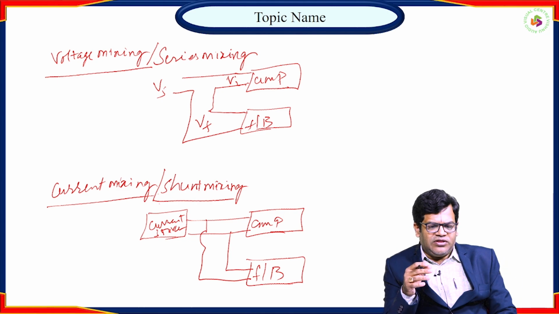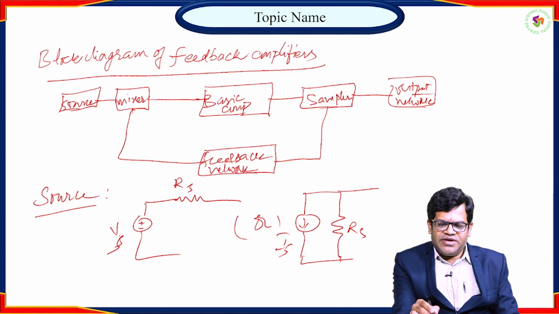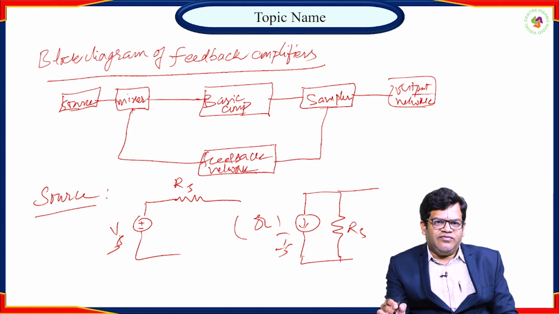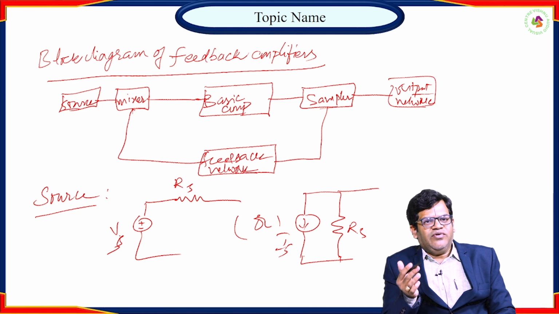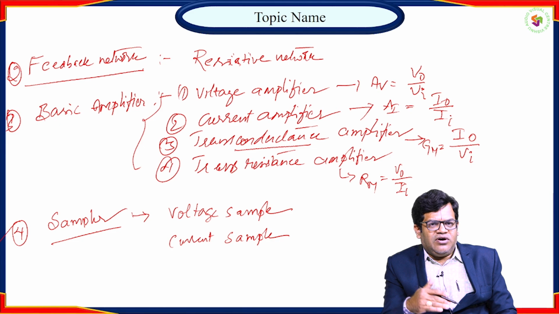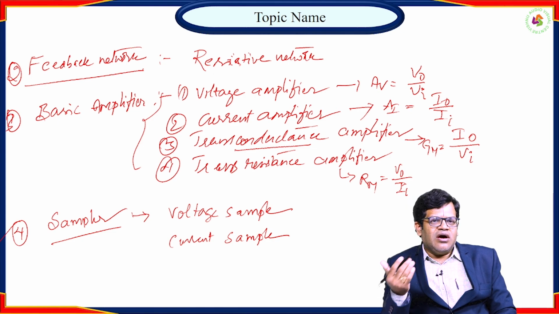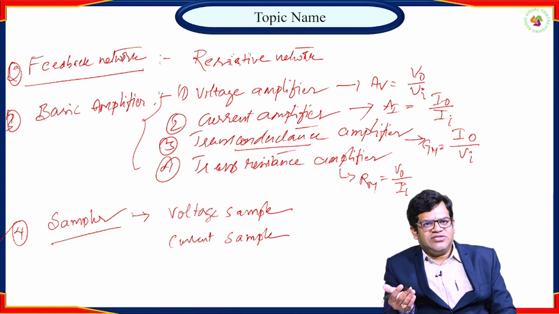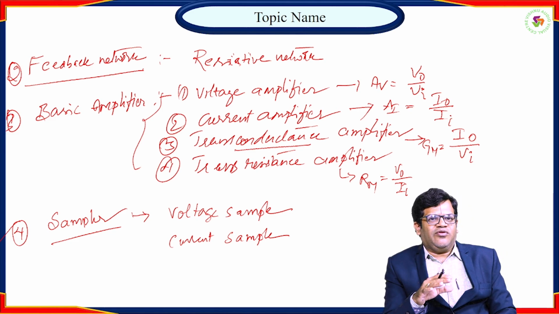Initially we started with the block diagram of the feedback amplifiers, where we have the source, mixer, basic amplifier, sampler and the output network, and the output and input are connected through the feedback network. Just refining once again, we have two kinds of sources: one is the voltage source, another one is the current source. Then the feedback network, generally most of which are resistive in nature. Then we have different kinds of basic amplifiers: voltage amplifier, current amplifier, transconductance and transresistance, which are obtained with respect to the input-output relations that the amplifier exhibits.